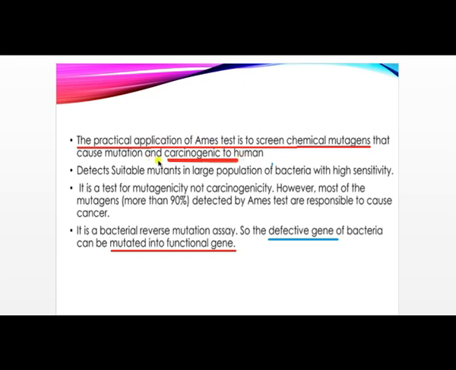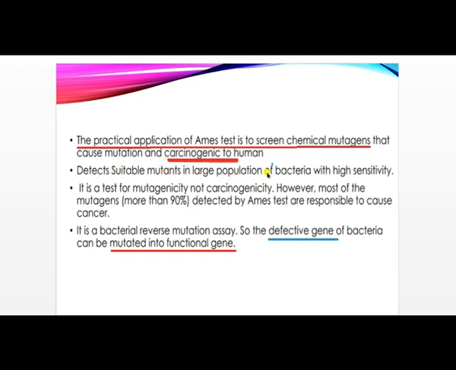Next, the practical application of the Ames test is to screen chemical mutagens that cause mutation and are carcinogenic to humans. So basically the application of this Ames test is what? To screen the chemical mutagens. This test is for what? To study the mutation, to study the mutagens, to study the chemical mutagens, because mutagens are responsible for creating mutation in bacterial cells. But why a carcinogenic test here? This is a test for mutation, no? So why for the carcinogenic test? Carcinogenicity, because some mutations are responsible for causing cancer. So that's why we are including the carcinogenic study also here, right?